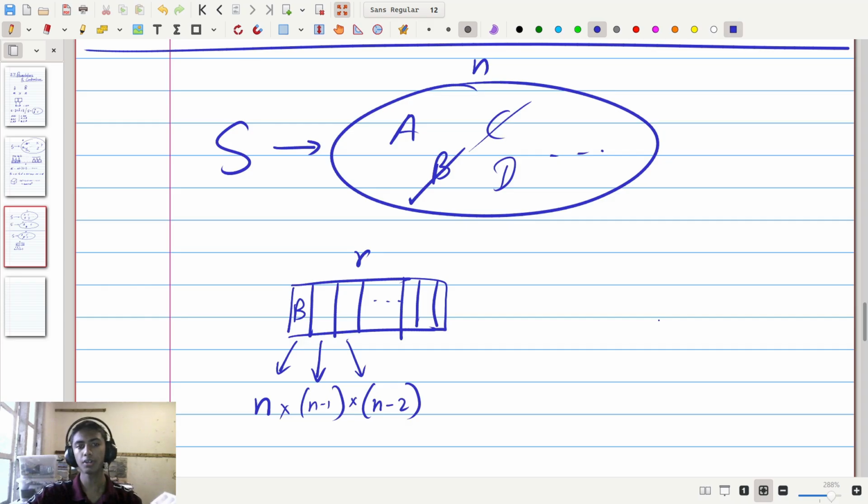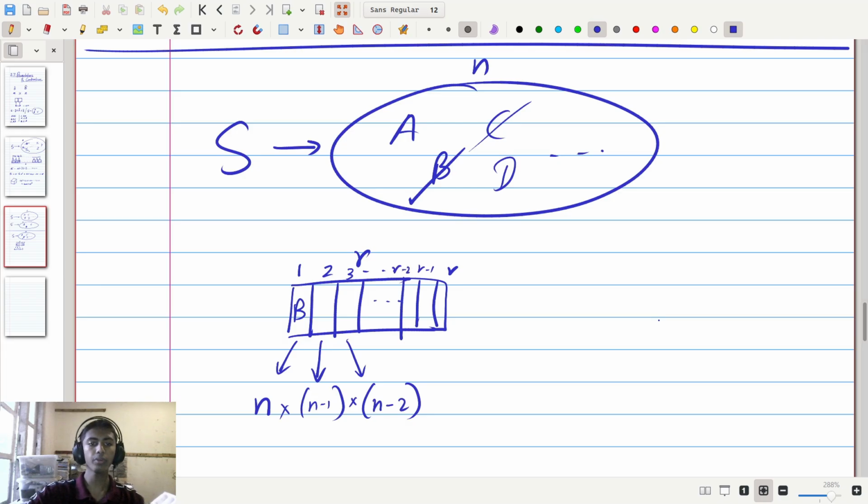Now observe, for the first choice we had n total choices, for the second choice we had n minus 1 total choices, for the third choice we had n minus 2 total choices. We can see we have the n, we have a minus, and the minus number is 1 less than the number of the choice. So if we number these choices 1, 2, 3 and so on, the last choice will be the rth choice, the one before that will be the r minus 1th choice, the one before that will be r minus 2th choice.